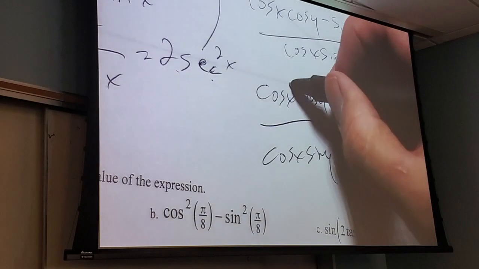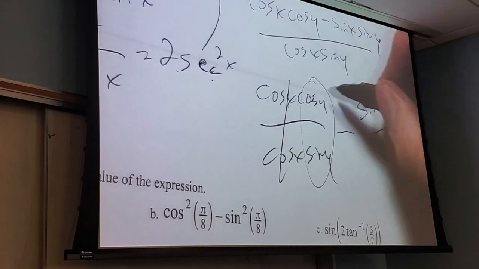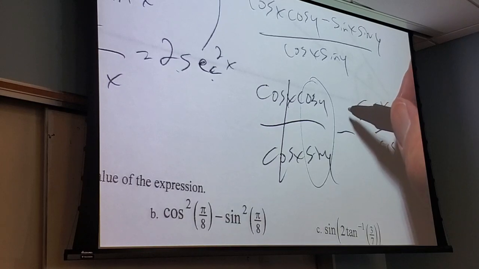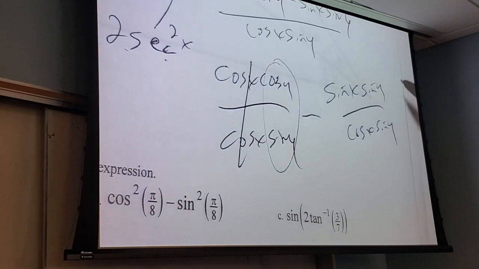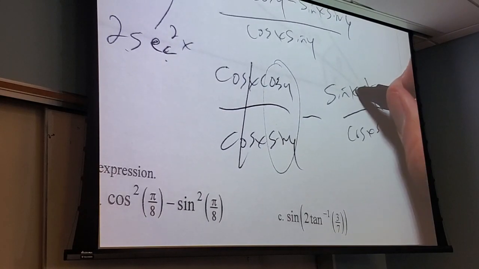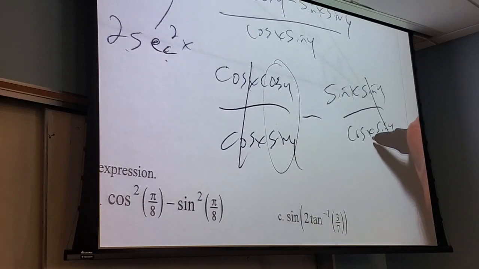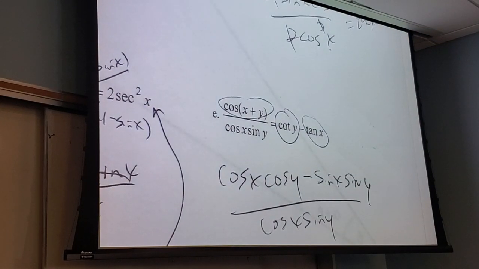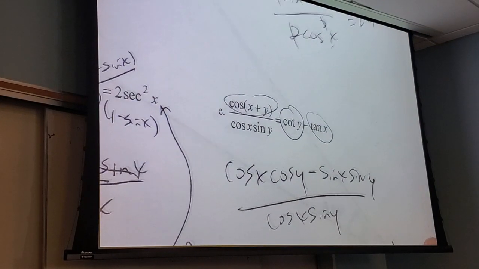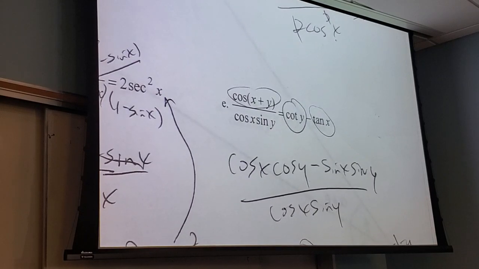Because now look, the cosine x's cancel. What's cosine y divided by sine y? Cotangent y. Minus, here the sine y's cancel, with sine x divided by cosine x. Tangent x. There, done. Right? There you go. I was like, oh, nice. There you go. So okay, you said 2 fractions, but, oh, okay.